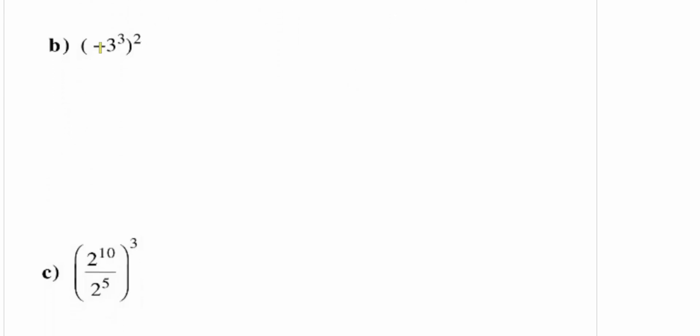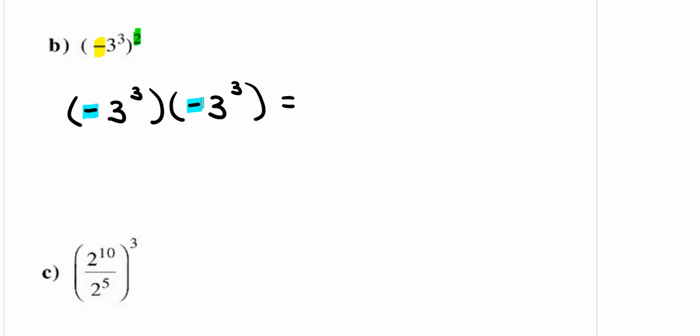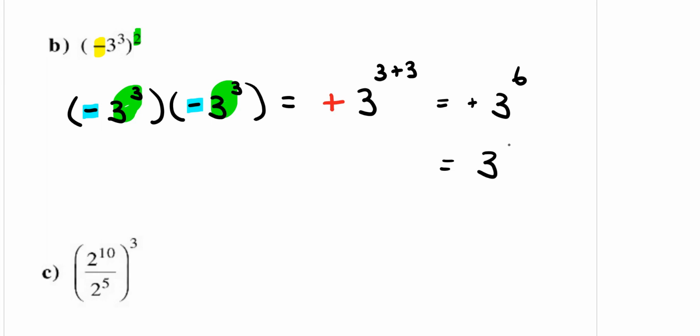Okay, another great question here where we have a negative sign inside the brackets, and there's a 2 there, so I would just do this question by writing it as a repeated multiplication because there's a negative sign in the brackets, and once you write this as a repeated multiplication, you can see that we have 2 negative signs. So if I multiply 2 negative expressions together, I get a positive answer. And then 3 to the power 3 times 3 to the power 3 is really 3 to the power of 3 plus 3, which is positive 3 to the power 6. And positive 3 to the power 6 is the same thing, it's just 3 to the power of 6.